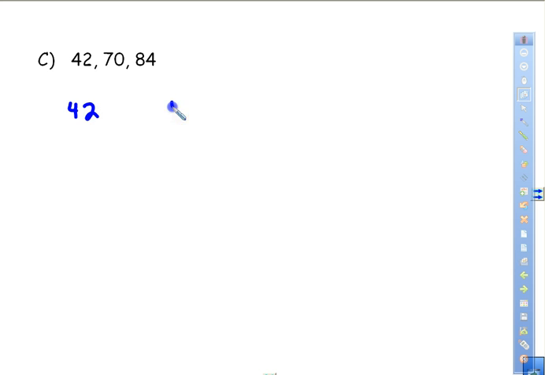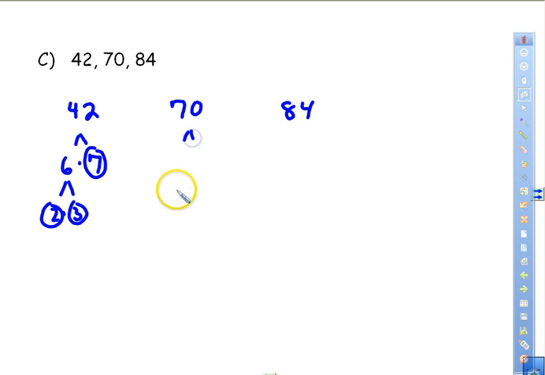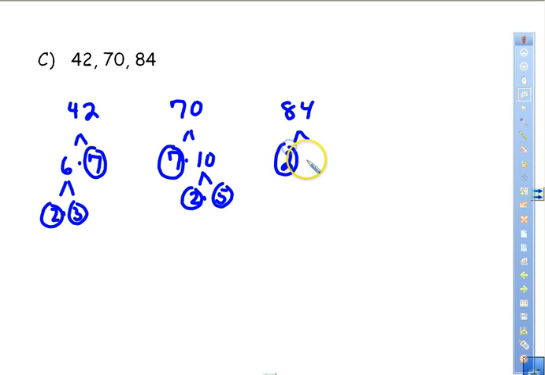So I have 42, 70, and 84. 6 times 7, 7 is prime. 2 times 3, and those are prime. Now I have my 70, and I'll do 7 times 10. 7's prime. And 2 times 5, and those are prime. For this one, you could divide by 2 if you wanted to as well, and you say 2 times 42 if you want to break that down a little bit. Sometimes that makes it easier. And then 6 times 7, and then 2 times 3.